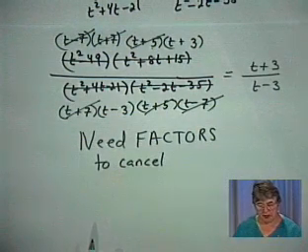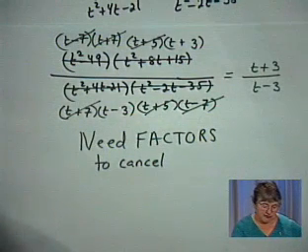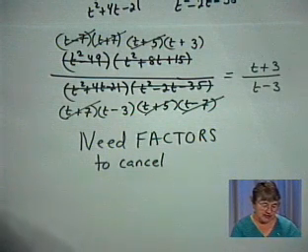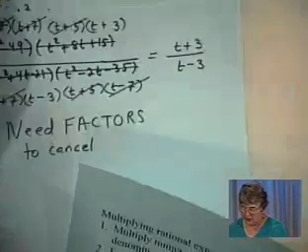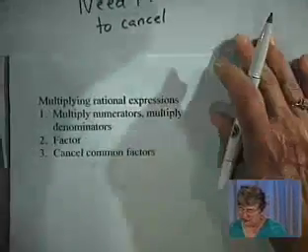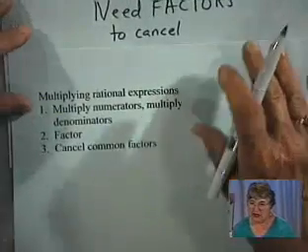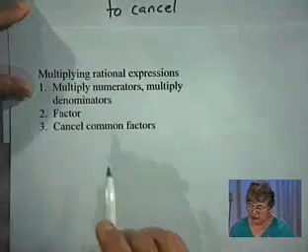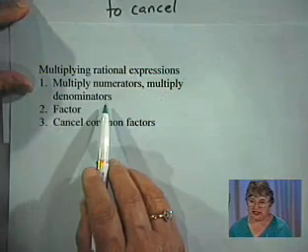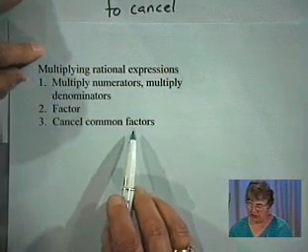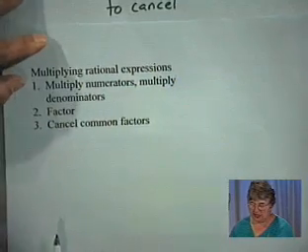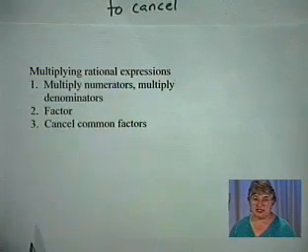Okay. So now let's review a little bit what we did here. In order to multiply rational expressions, the first thing that we did was to multiply numerators and then to multiply the denominators. We factored completely, then we canceled common factors, and then we looked at the expression again to see if there's anything else that we can simplify it by.